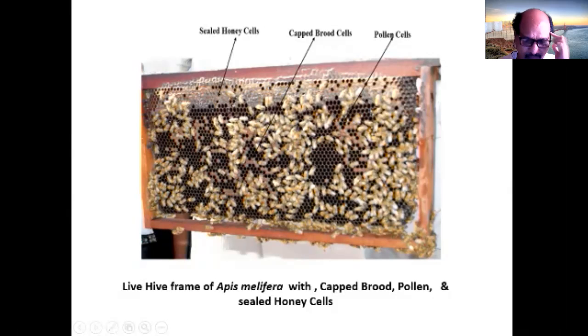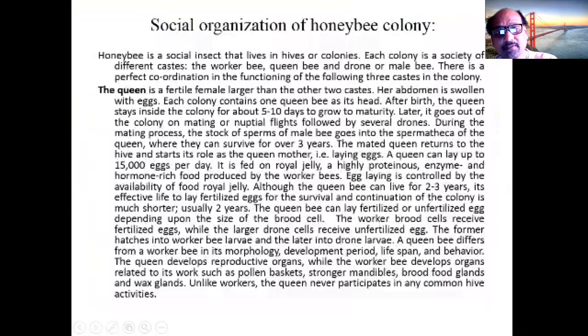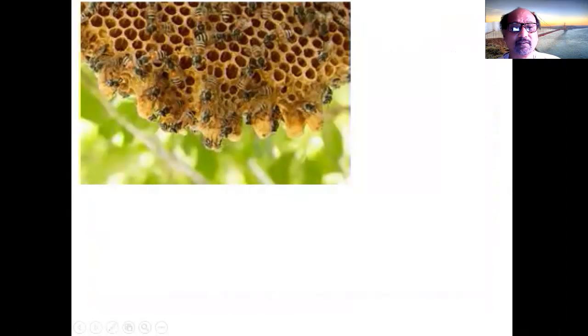So this is the nesting behavior which occurs in these bees. See this natural tree-hanging brood comb. See these cone-like queen cells. There are a number of queen cells, which means queens are developed multiple times, and they form new colonies.